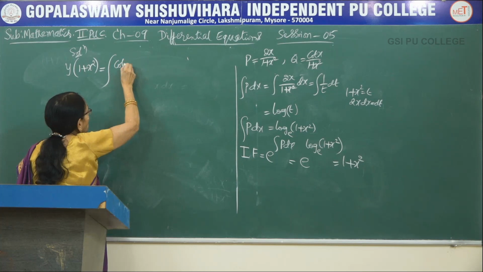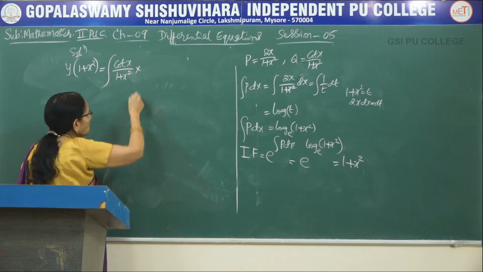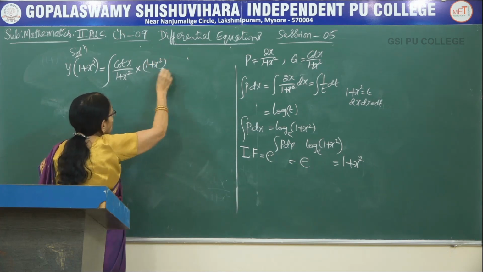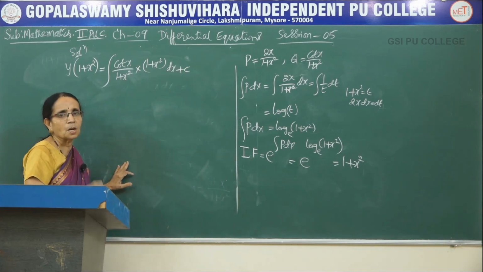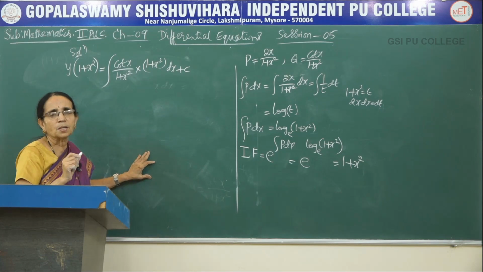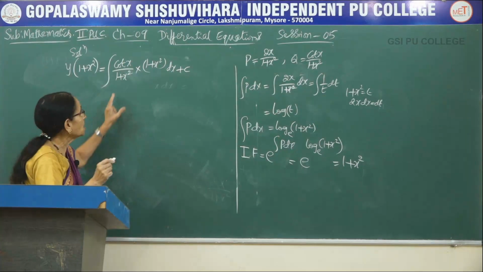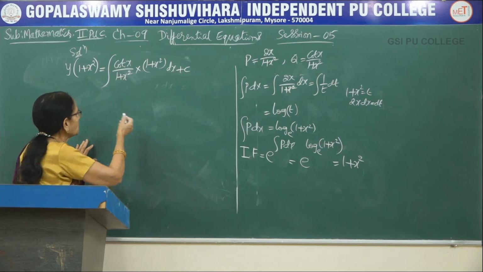What is q? Q is cot x over 1 plus x square, into the integrating factor, 1 plus x square, into dx, plus the constant of integration. But when you do this one, first always you have to write the formula: y into integrating factor is equal to integral of q into integrating factor into dx plus the constant. Then only you write the one which is connected with this particular problem.